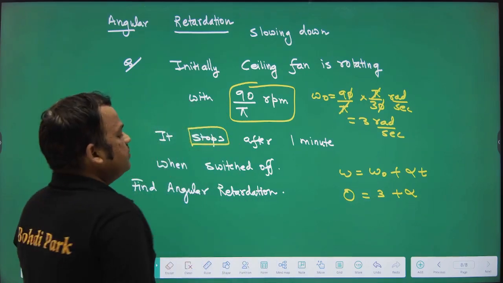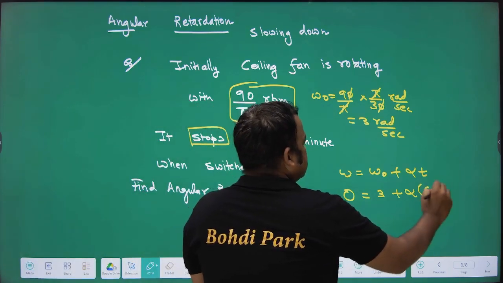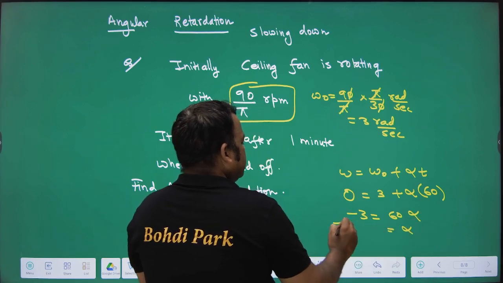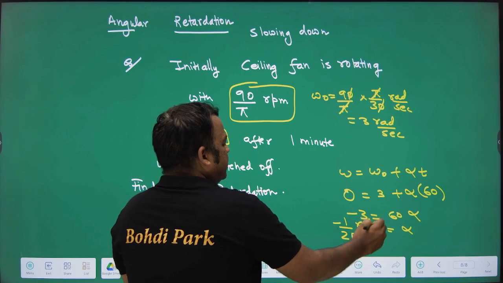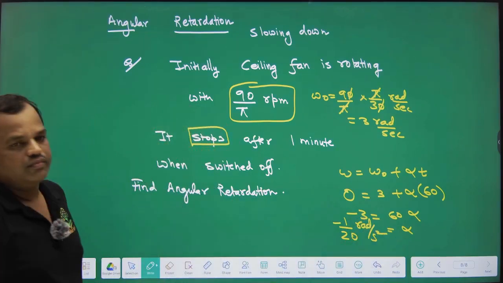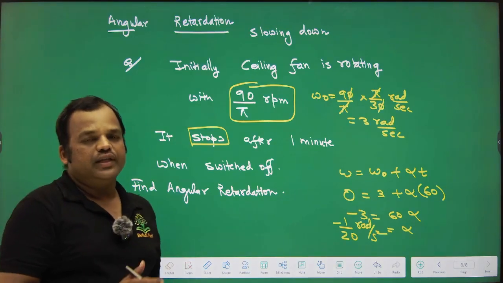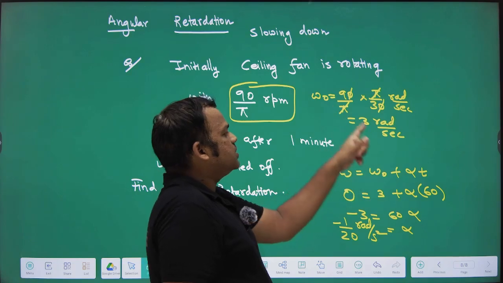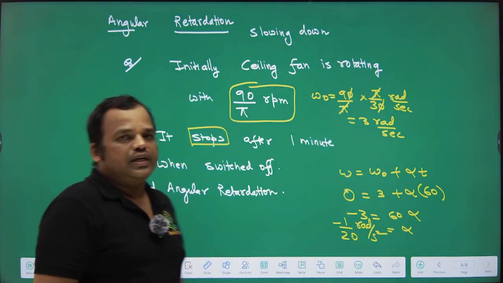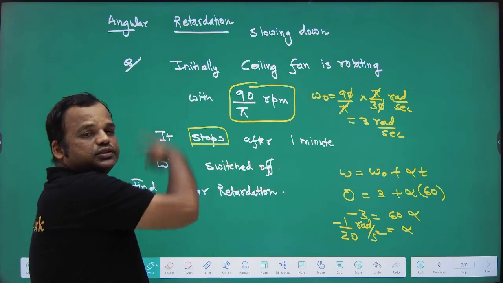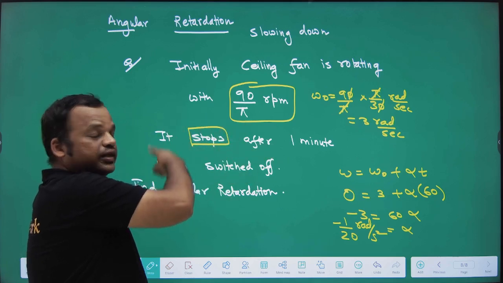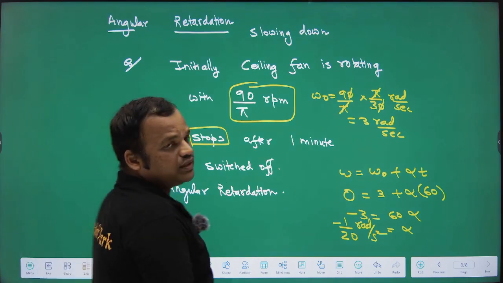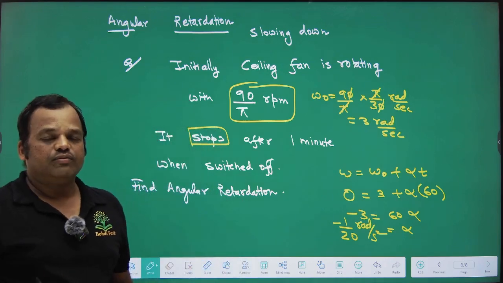Now time is given as 1 minute. Convert this into seconds, so 60 seconds. So we have 0 minus 3 is equal to 60 times alpha. So alpha will be minus 1 by 20 radian per second square. This negative sign shows that alpha is opposite to omega, because the initial omega we have taken positive. So we can assume the fan is rotating anti-clockwise. Initially it is rotating anti-clockwise, now it is slowing down, and finally it is coming to rest. So in this case, omega will be anti-clockwise and alpha will be clockwise.